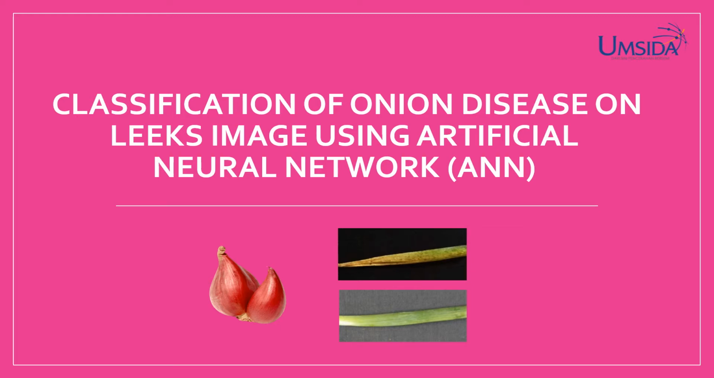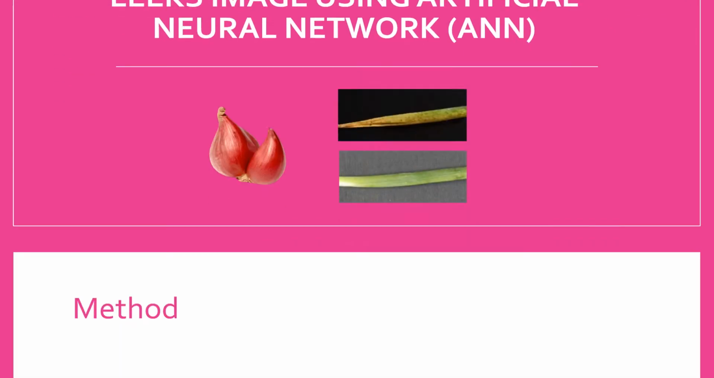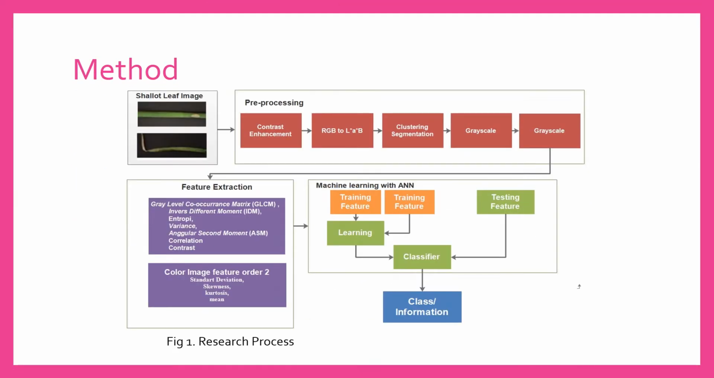The research objective is to propose an onion disease identification system through the classification of leaf images using the artificial neural network algorithm. The onion disease identification system developed in our research has several stages: pre-processing, feature extraction, and classification. The proposed schema is shown in Figure 1.